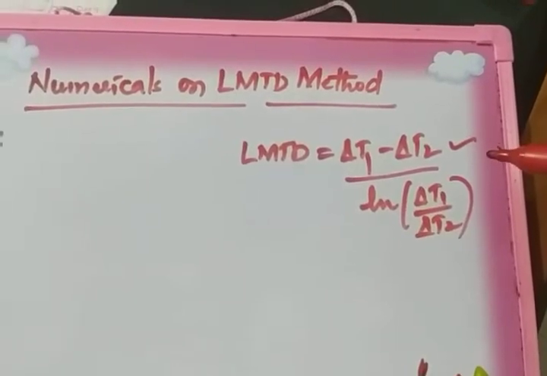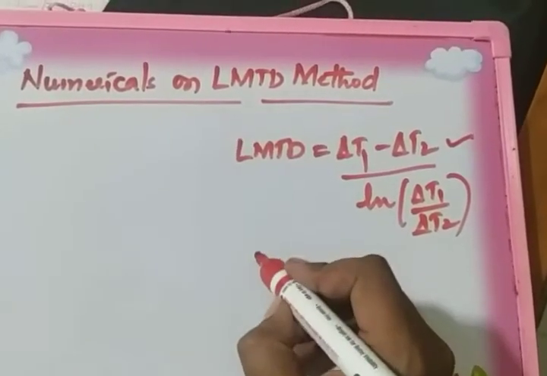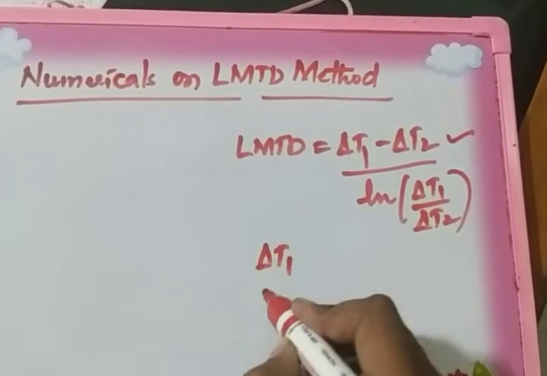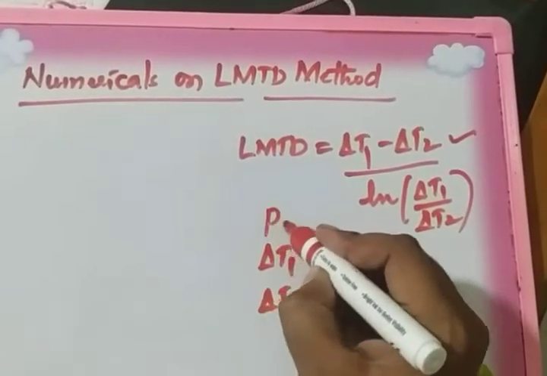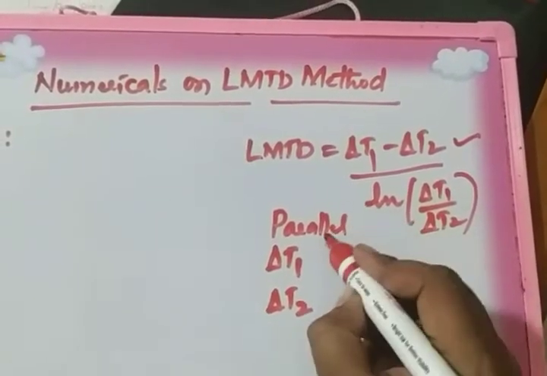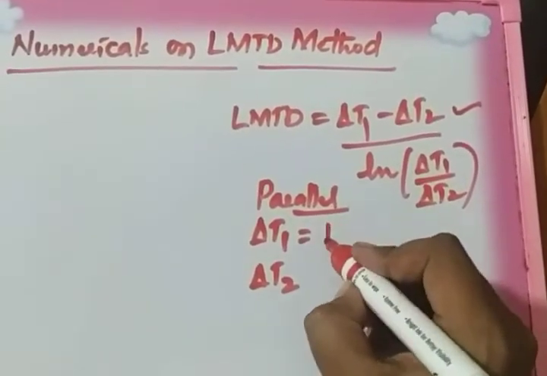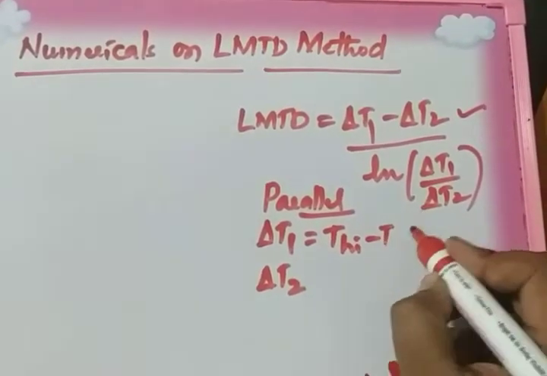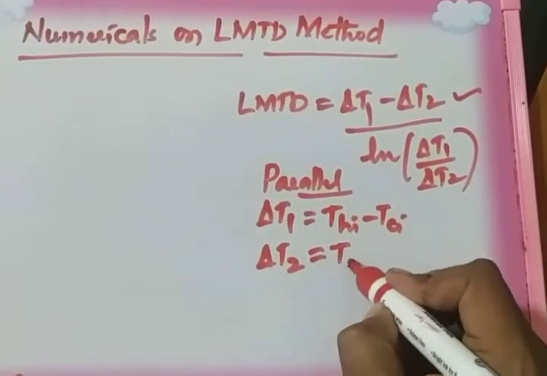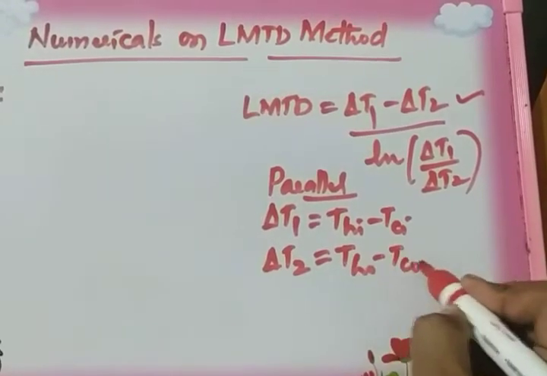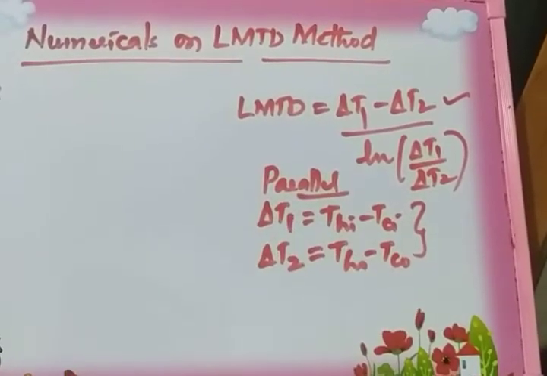I told you at the end of the session that the change we find is in the expressions for delta T1 and delta T2. So for parallel flow heat exchangers, the delta T1 from the temperature profile diagram is given by Thi minus Tci, whereas delta T2 was given as Tho minus Tco. So these were the expressions we wrote for the parallel flow heat exchanger.